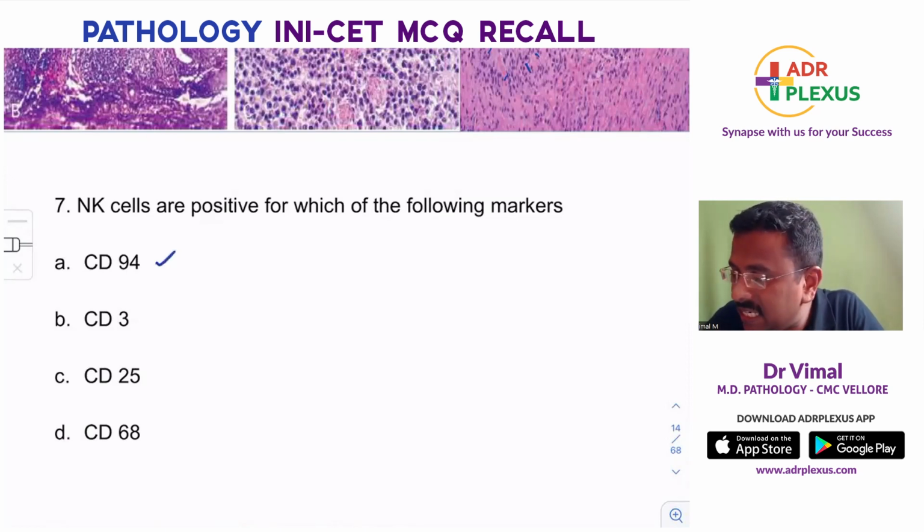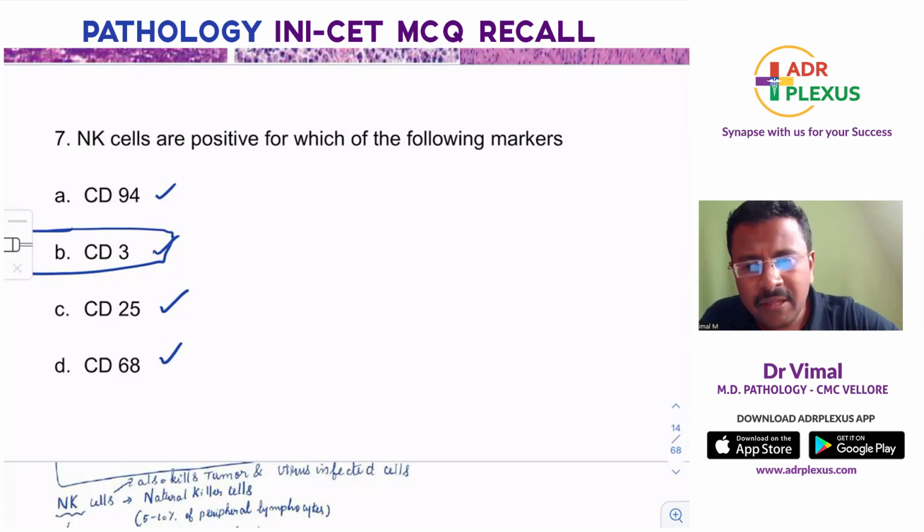The first option is CD94, second is CD3, third is CD25, and fourth one is CD6. All of you will rule out CD3 because it is a T cell marker and will be negative in NK cells. It is because of this that NK cells are also called null cells, because they don't express any T cell marker or B cell marker. CD25 is a marker for T regulatory cells, which suppress autoimmunity. So CD25 is also ruled out. It is positive for T regulatory cells.